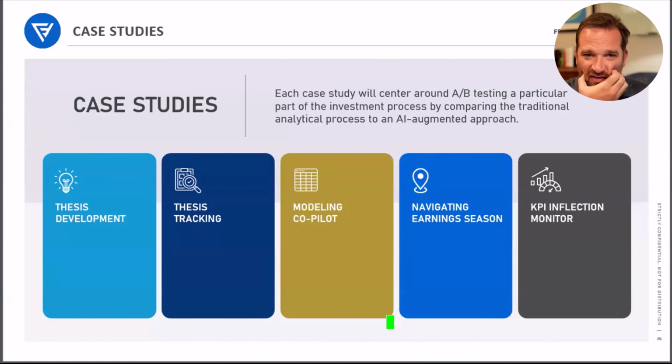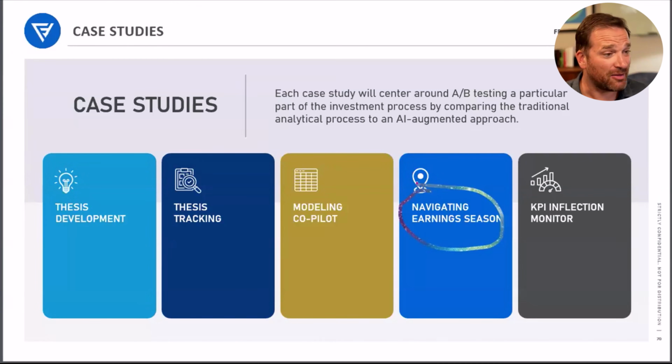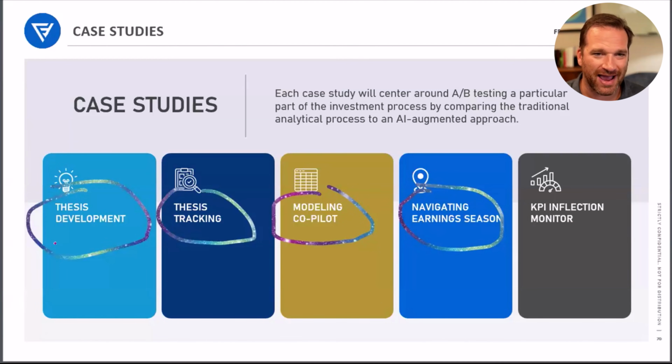Part of the fun of that will be 5-month-long case studies where as a group we'll go through navigating earnings season together, and at the end of the month we'll compare notes on what worked and what didn't with Hudson Labs, Portrait Labs, and all the other tools, as well as ChatGPT, Perplexity, et cetera. We'll go through modeling, Copilot, thesis tracking and development, idea generation, sniff test, and then KPI inflection monitor, trying to really deploy AI tools to find alpha signals and alpha inflections.